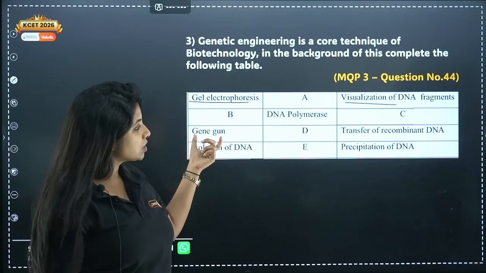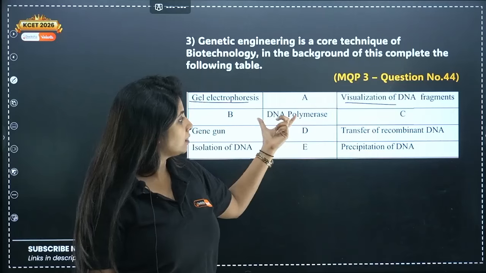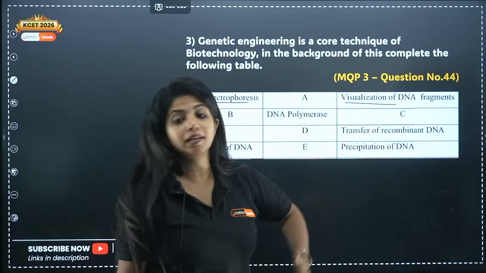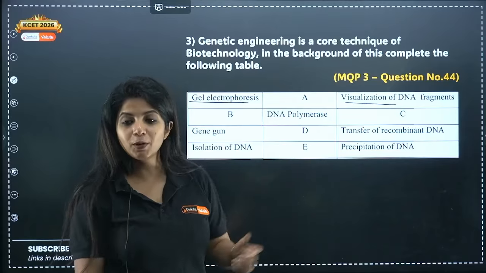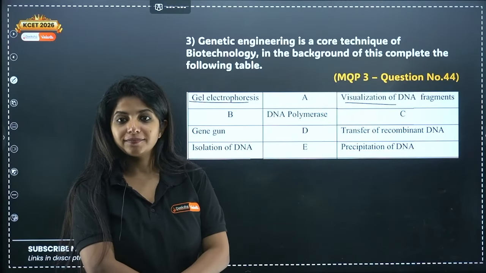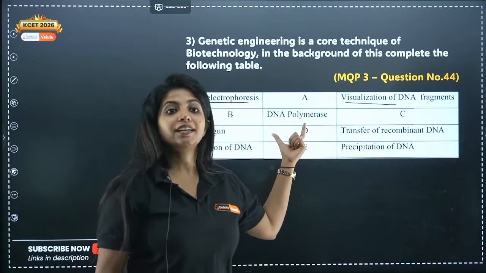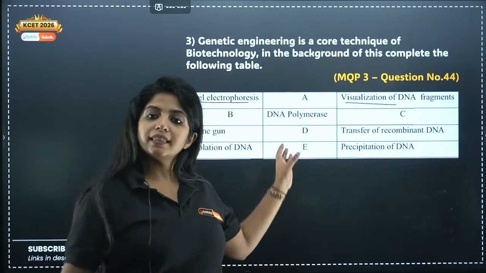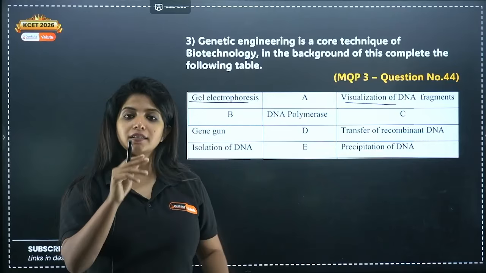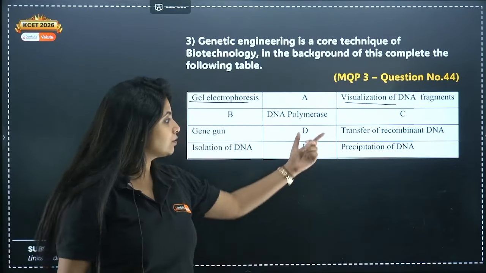Now here gene gun is given. Gene gun is a biolistic method. So gene gun and then dash and then transfer of recombinant DNA. What will be your answer for this? What do you use in the gene gun for the transfer of DNA? It is the filaments of gold and tungsten. You cover them with DNA and that's how you transfer it. Then you fire the gun, and the gold and tungsten goes inside along with the DNA. So that's the tool out there.